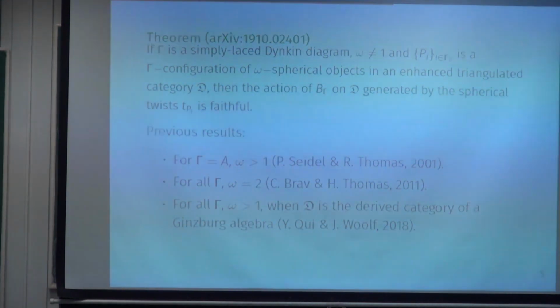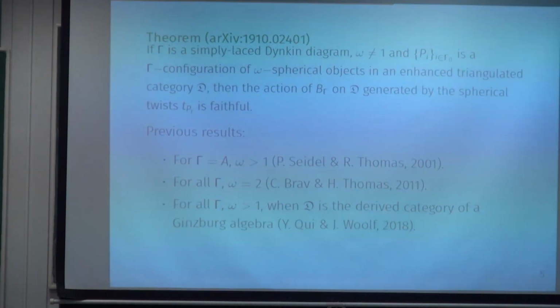And in our paper, we present a new approach that enables us to generalize all of the existing faithfulness results, and also to do it almost simultaneously for all cases. And also, for example, for omega equal to 2, when faithfulness had been known, our proof is a lot simpler than the existing one.